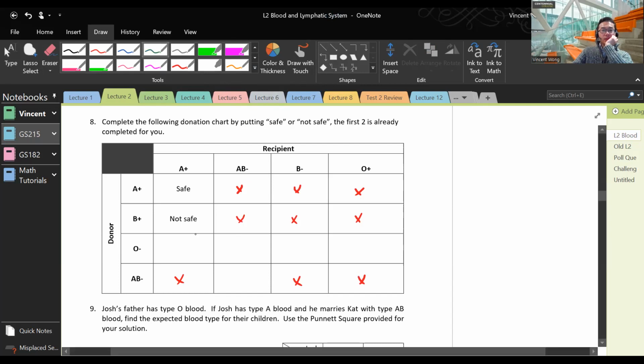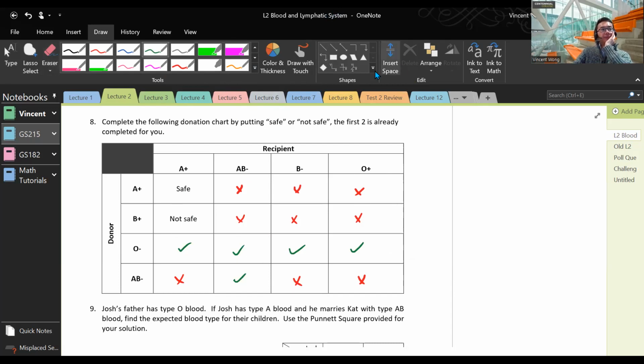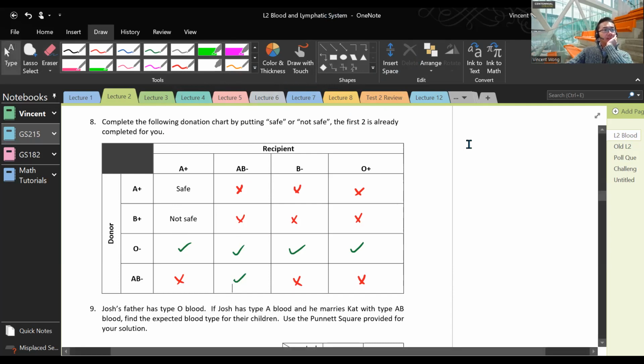Okay, so these ones are all the ones that are not safe, and these are all the ones that are safe. Does anyone want me to explain any particular one? Please let me know. Like, why is it safe for all of them, Adrian?